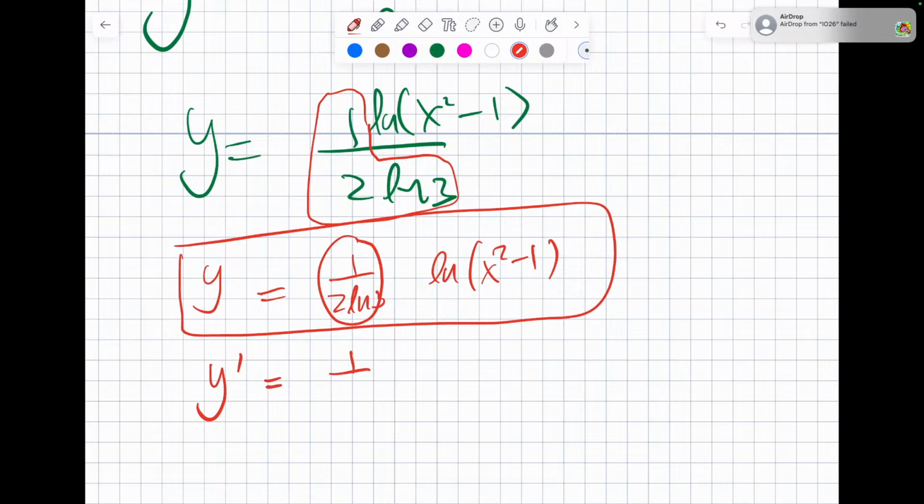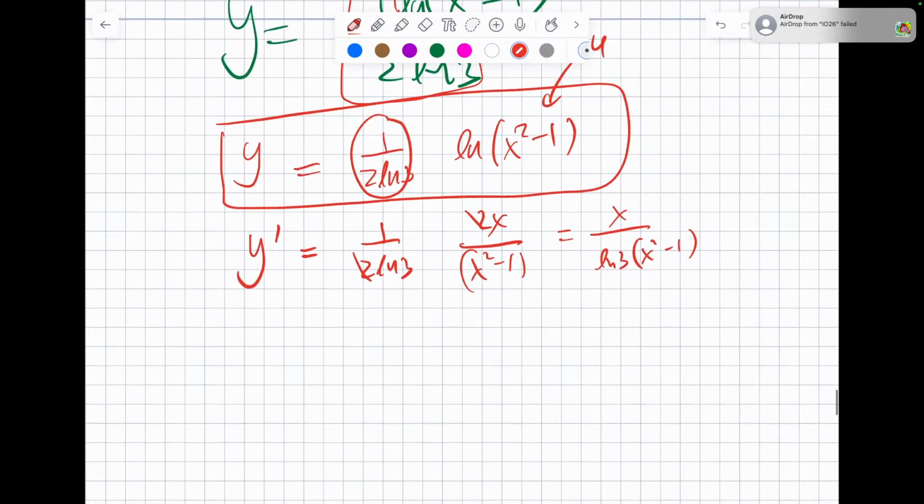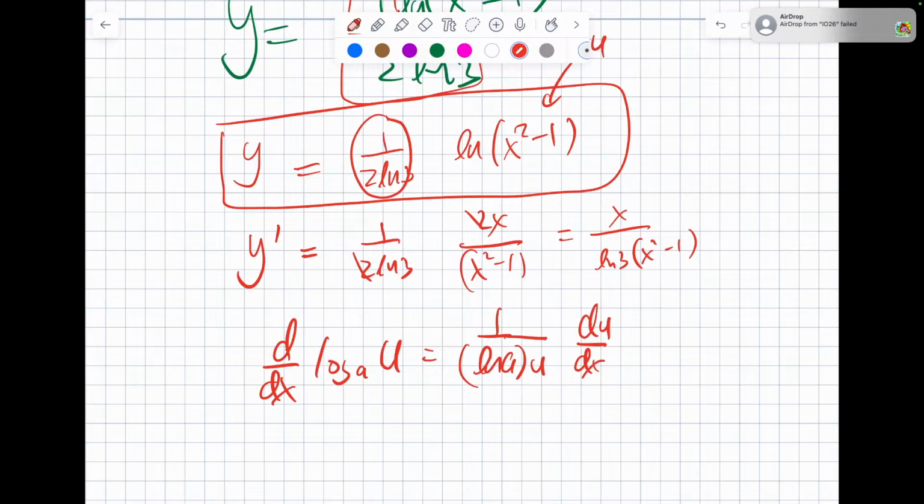So y prime is going to be 1 over 2 ln 3. Now I'm just going to focus on this being u, so it'll be u prime over u, so it'll be 2x over x squared minus 1. So the 2 cancels out, and the answer is going to be x over ln 3 times (x squared minus 1). And if you're interested in how the formula looks, which I don't ever remember, like I said, d/dx of log base a of u is equal to 1 over ln a times u prime over u, du/dx. And you'll find out they're exactly the same.